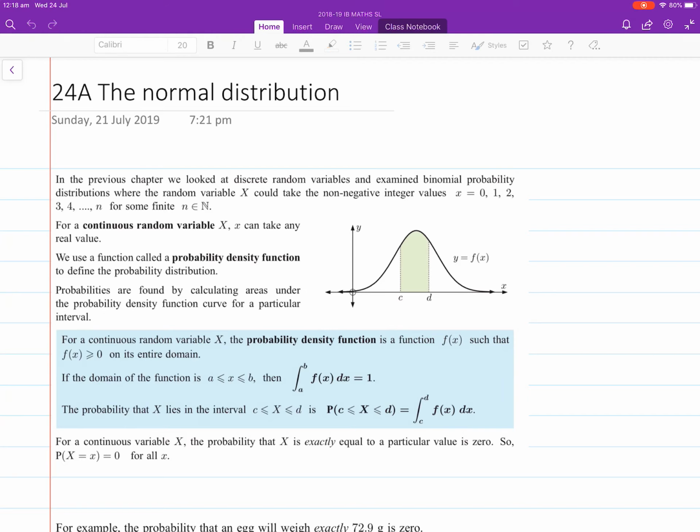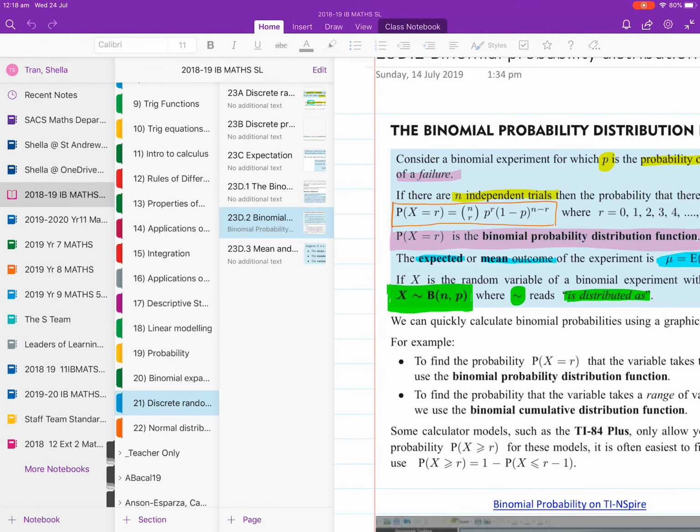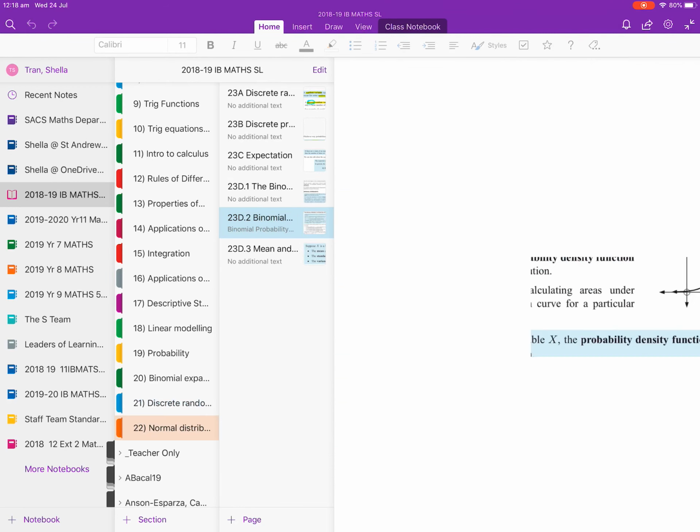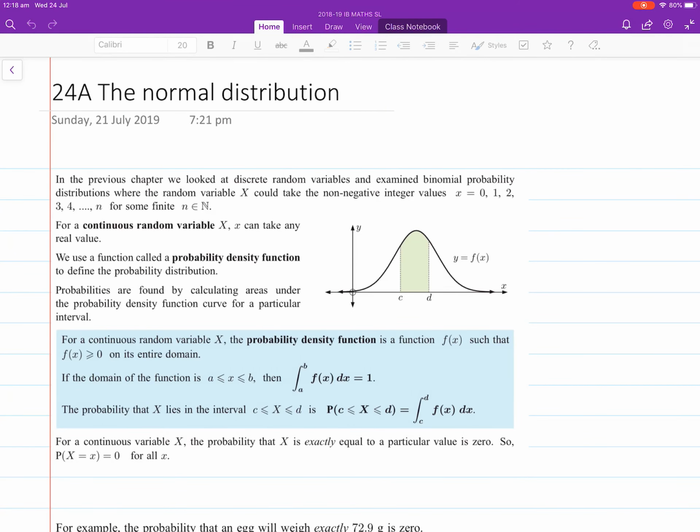So this whole chapter, we're just building on what we did in the last one, which was discrete random variables. And we sort of tied binomial theorem into that to be able to find binomial probability. Now we're looking at a bit more of a statistics focus, but still drawing in some probability as well.